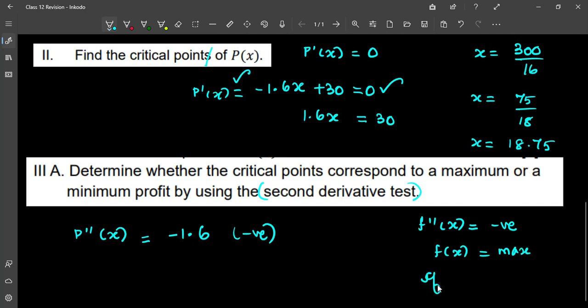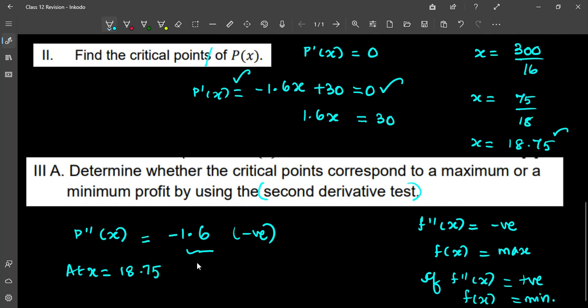Likewise, if f double dash of x is positive, then f of x would be minimum at that critical point. So here p double dash of x is negative. So at the critical point that we found, x is equal to 18.75, the profit would be maximum. We achieve maximum profit at this critical point.